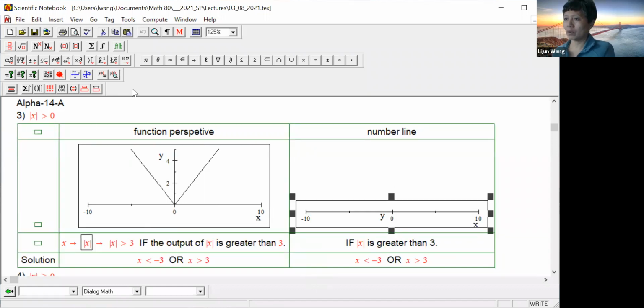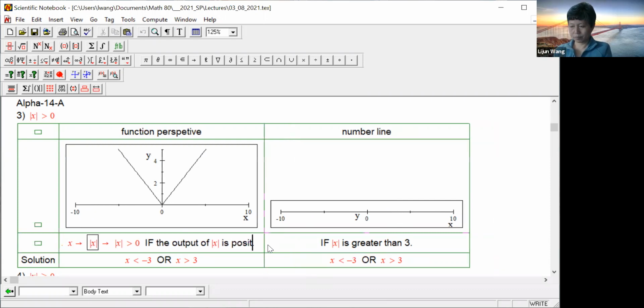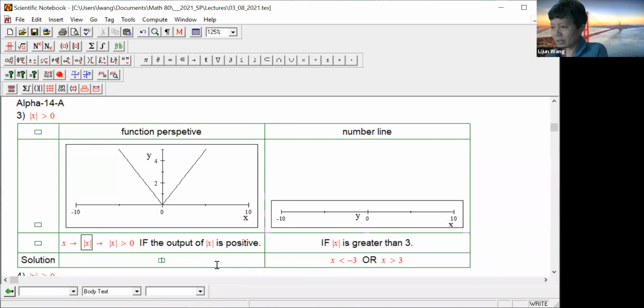Okay, now we want the absolute value of x to be positive. So instead of larger than 3, now we like it to be positive. So how do we formulate our solutions? Can we still go by the same old way we did? Positive or greater than 0, however you interpret it.